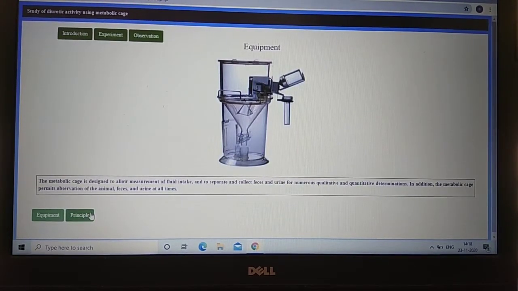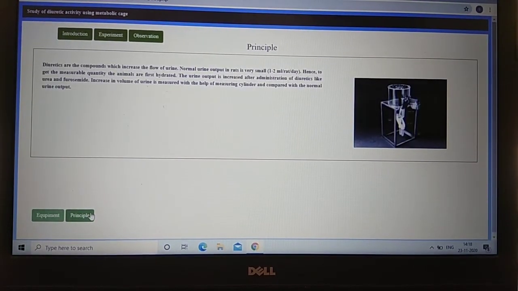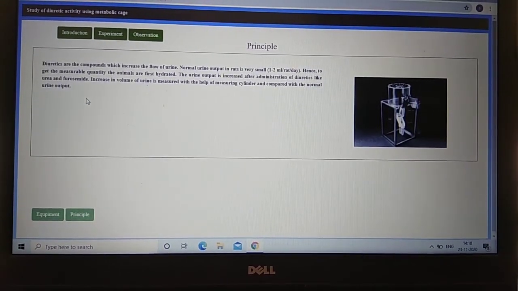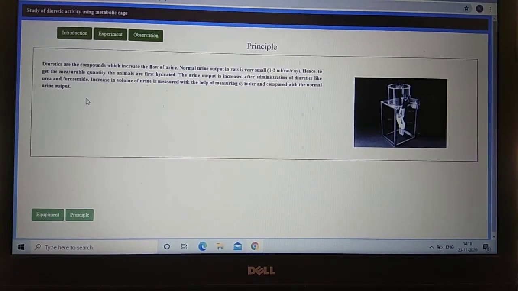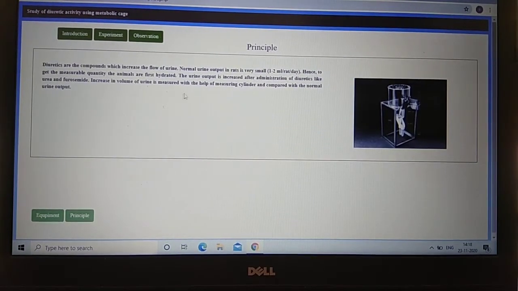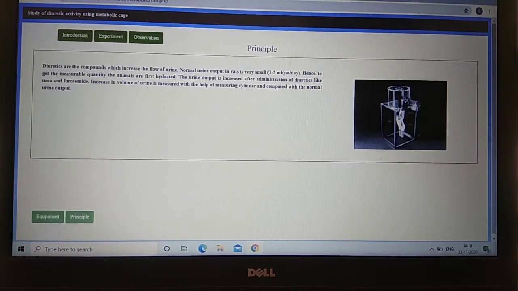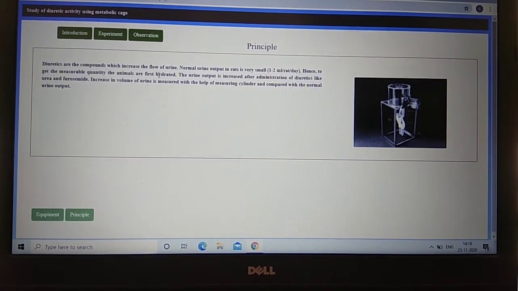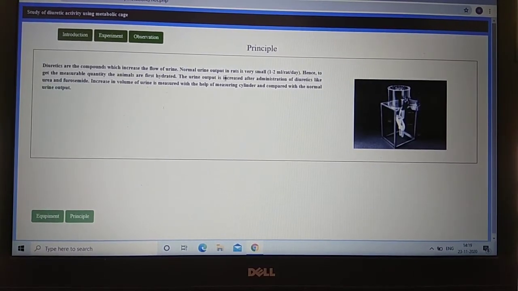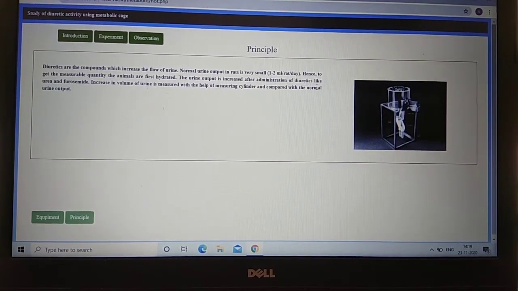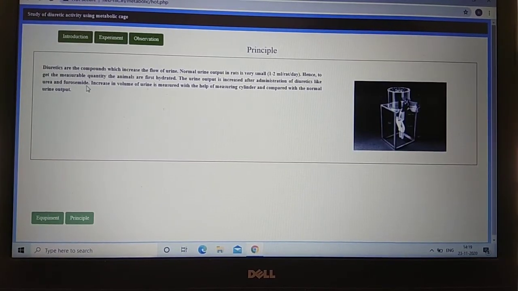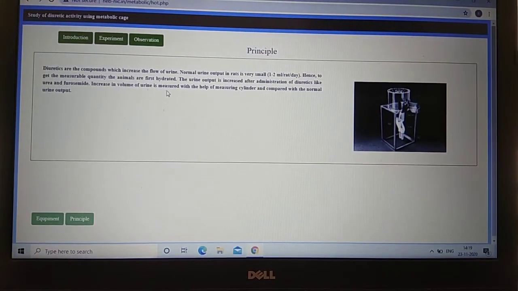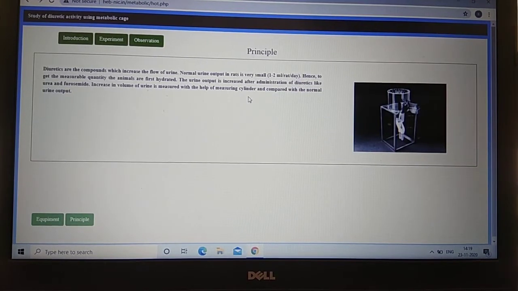We'll see the principle of this particular experiment, where it's mentioned diuretics are the compounds which increase the flow of urine. Normal urine output in rats is very small, 1 to 2 ml per rat per day. Hence, to get a measurable quantity, the animals are first hydrated. The urine output is increased after administration of diuretics like urea and furosemide. Increase in volume of urine is measured with the help of a measuring cylinder and compared with the normal urine output.